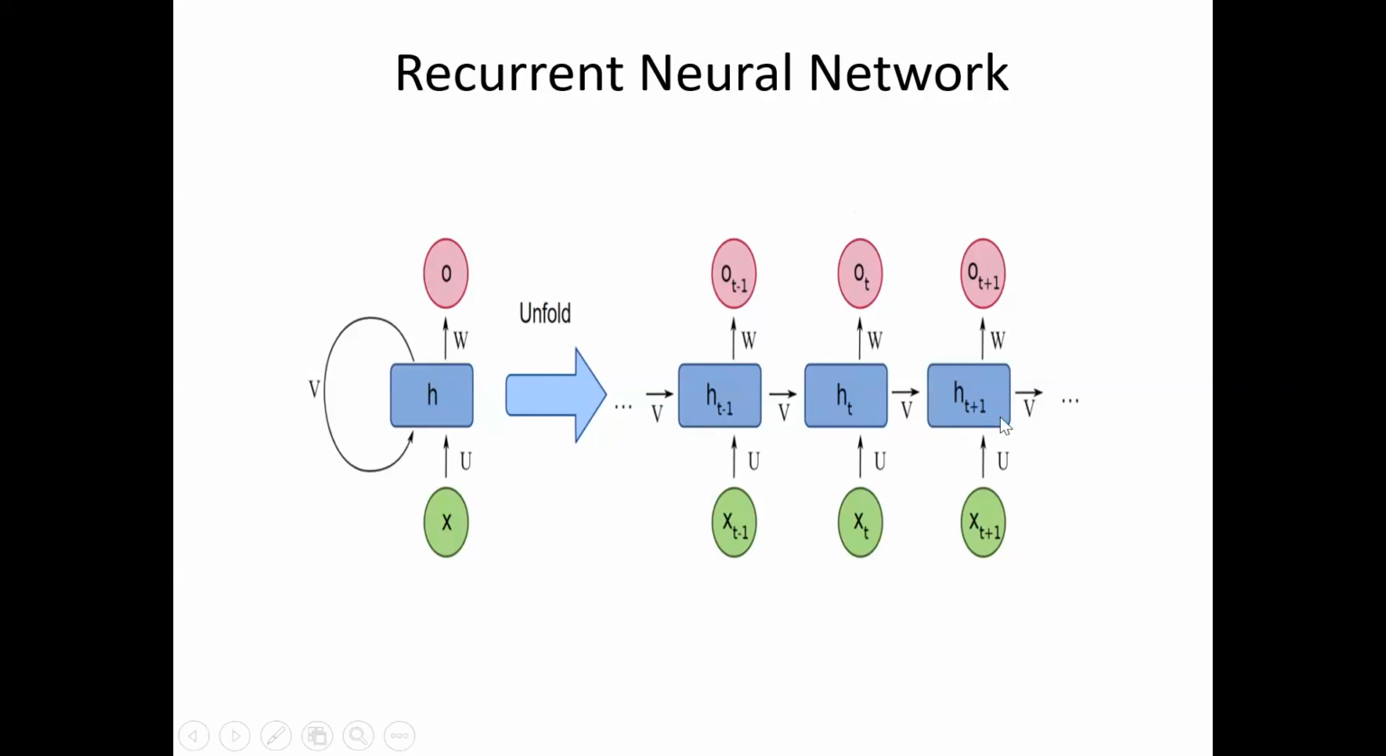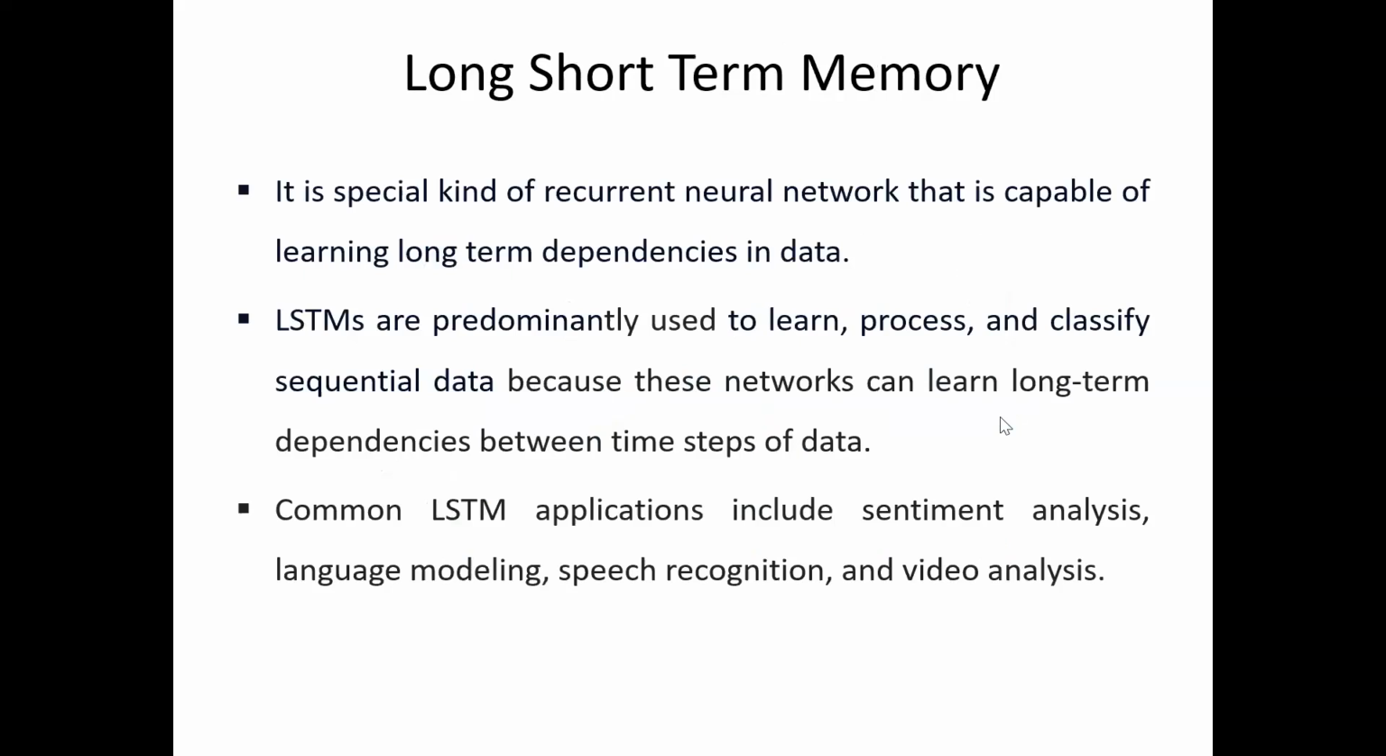It has certain advantages and certain disadvantages. LSTM, long short-term memory, and GRU, gated recurrent unit, are some very popular recurrent neural network architectures. The LSTM belongs to the family of RNN, which gives better results than RNN in many scenarios. LSTM, long short-term memory, is a special kind of recurrent neural network architecture capable of learning long-term dependencies in data. It eliminates the shortcomings of the recurrent neural network architectures.